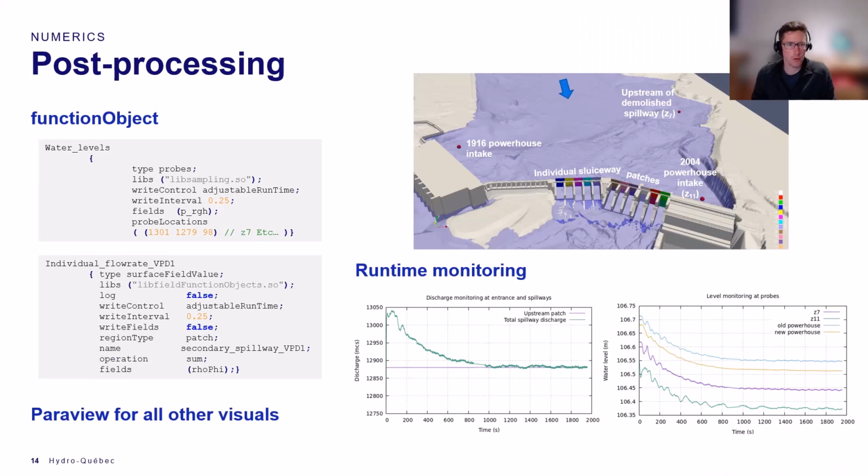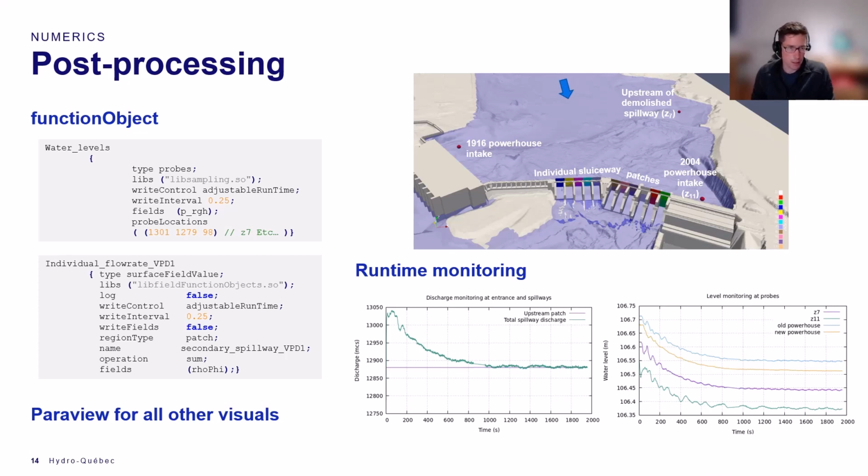Various results were followed using function objects. You can see water levels were probed at 3 locations: upstream of the 1916 powerhouse, upstream of the 2004 powerhouse, and upstream of the demolished spillway. We used probes on p_rgh, so our probe location is under the water surface near the bottom, and to obtain the free surface elevation, we add the water column to the probe location. We found it was more accurate to work this way than to locate the interface at alpha equals 0.5.